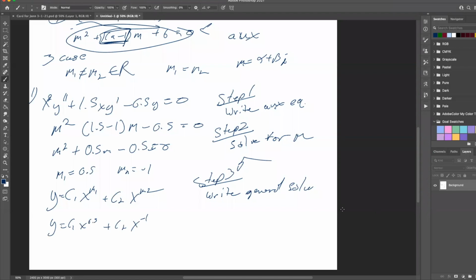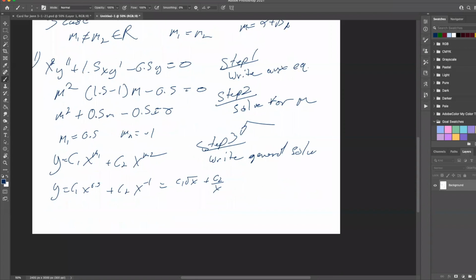Now, I always just leave it as powers. Technically, can I write this as C1 times the square root of x, plus C2 over x? Sure. Does it matter? No. So that's it. Here's the general solution, because I didn't give us a particular solution. I didn't give us anything to solve for.